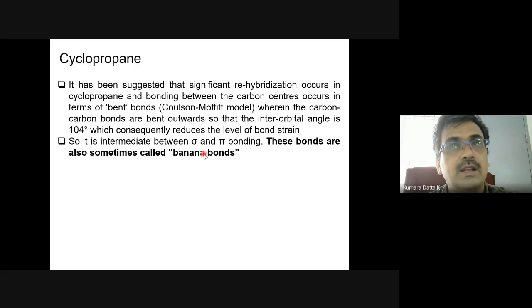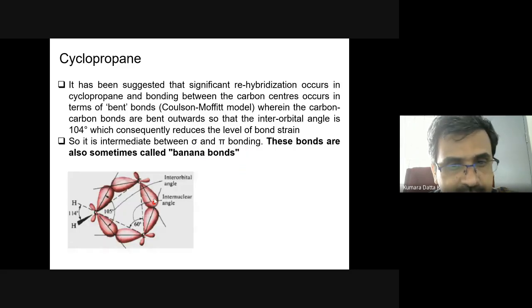If you want to look at the removal of that C-C bond and then to react about the carbon atoms, especially in terms of bent bonds, so that the inner orbital angle is 104, due to which we also get bond strain. These are also called banana bonds because the connection between the C-C bonds is in between sigma bonds and pi bonds.